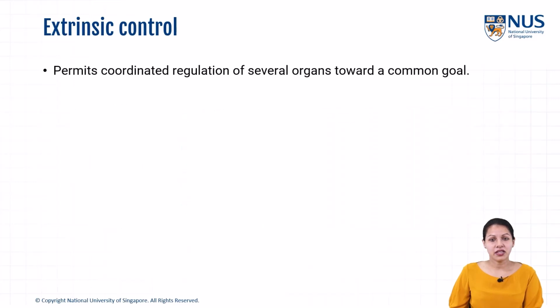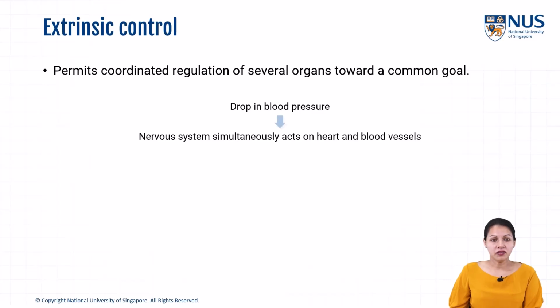And extrinsic control permits coordinated regulation of several organs towards a common goal. For example, if there's a drop in blood pressure, the nervous system will act on blood vessels and the heart to increase the blood pressure and bring it back to normal. So here, multiple systems, the circulatory system and the nervous system, are involved. So it's an example of extrinsic control.